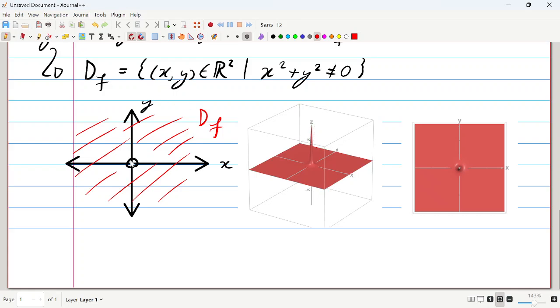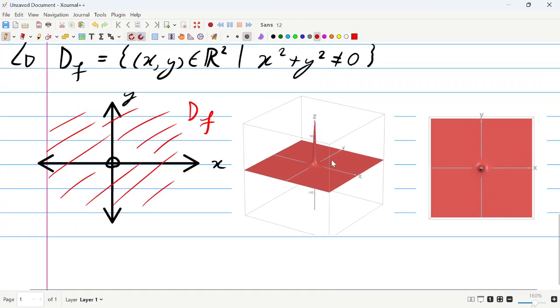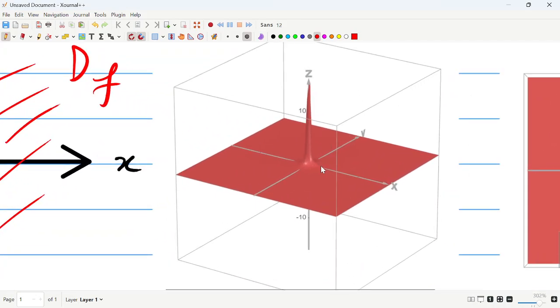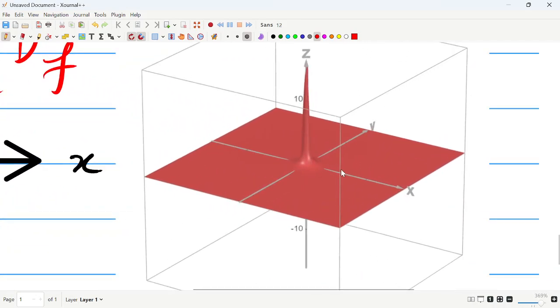Remember that we said it was excluded, where x squared plus y squared is not equal to 0, right? But notice here that when it approaches the origin, it goes all the way infinitely up towards positive infinity on the z-axis, but it will never touch the point where x is equal to 0 and y is equal to 0, meaning the origin point. It will never intersect with the origin of the x and y.